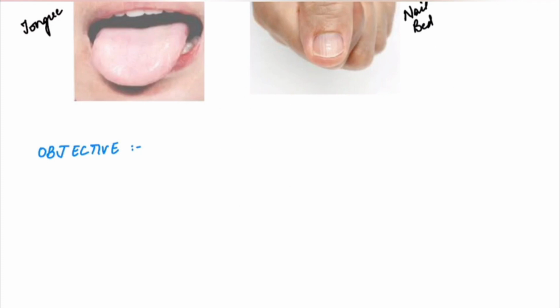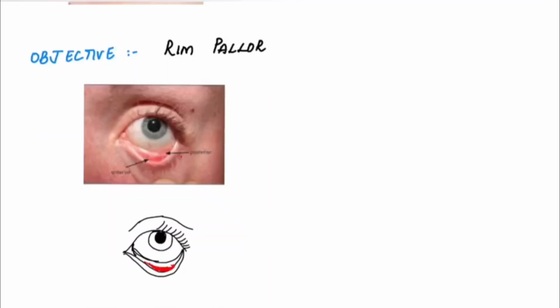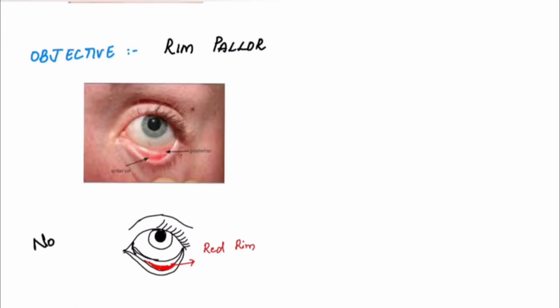A single and very reliable objective method to assess anemia is to look for the conjunctival rim pallor. Now, what does this mean? When you look at the lower palpebral conjunctiva, a red colored rim should be present against the fleshy palpebral surface. So, this is the diagram. So, this red colored rim, if present, indicates there is no pallor.